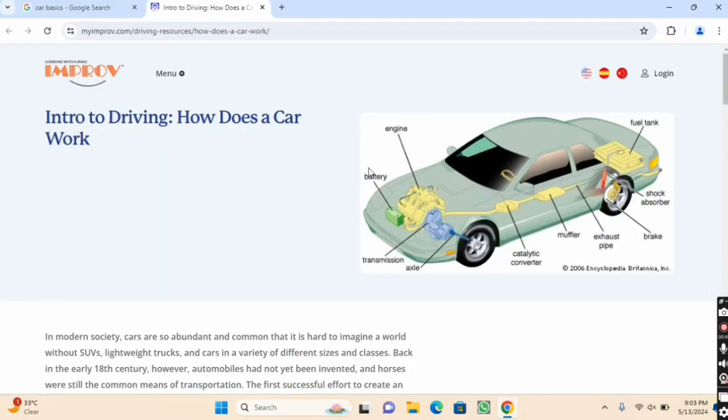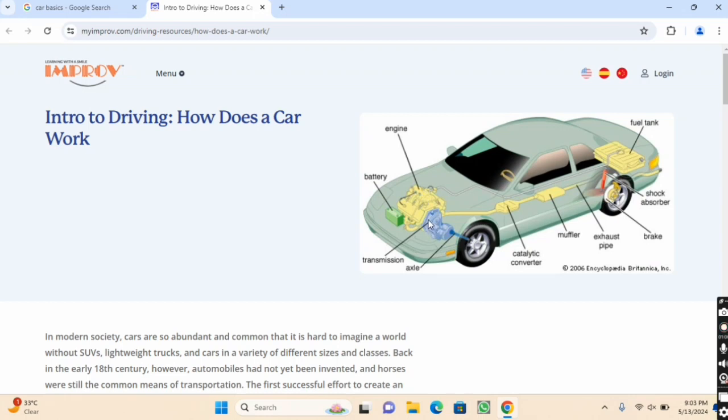So, the basic components of the car. First, the battery. The battery is powering up the engine, supplying the engine with electrical energy. This is the start motor. Then the engine, of course, is the heart of the car. Without the engine, the car does not move.